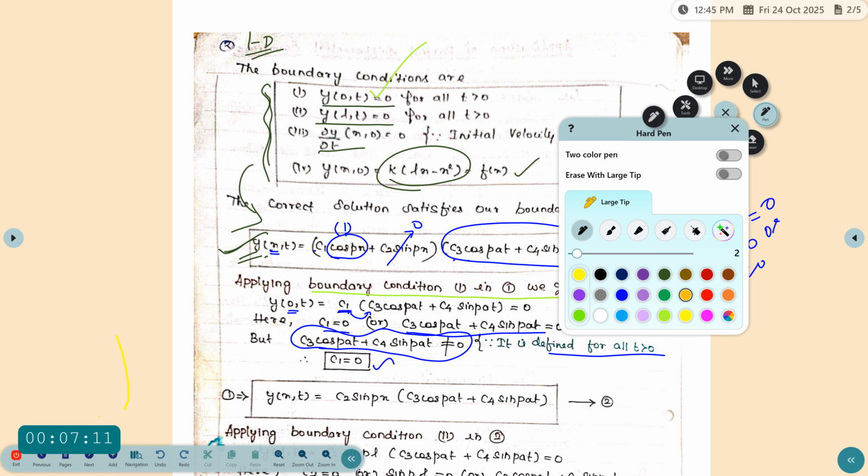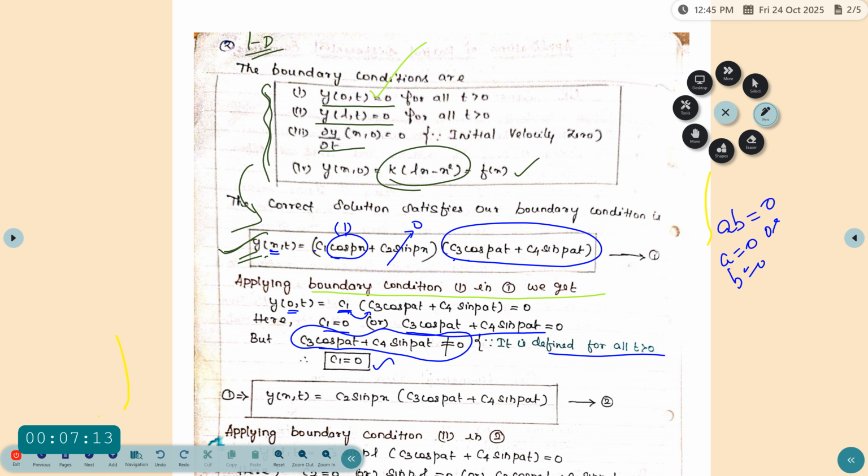So, if we apply the first boundary condition, y of 0 comma t equal to 0, we get C1 equal to 0. Now, what is our reduced solution? From the original solution, C1 equal to 0, so the first term vanishes. The remaining term is C2 sin px into C3 cos pat plus C4 sin pat. This equation 2 is our current solution. After applying boundary condition 1, the constant C1 is removed.